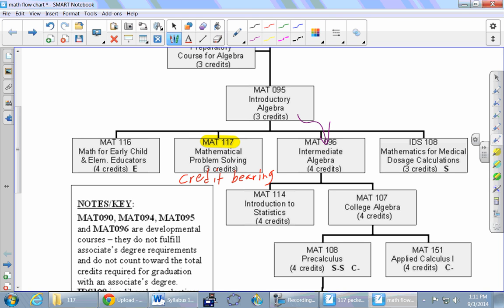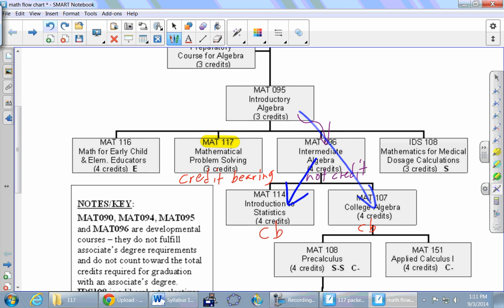Presumably you took introductory algebra here, or you got credit for it from high school or something. You could then continue on taking intermediate algebra here. This is not a math credit bearing course, but that would open the door to either stats or college algebra. I'll put these in red. These are both credit bearing courses down here. So you can see that going here is two classes to get to that desired credit bearing course. Whereas right now you're here, one class, it is the shortest distance.